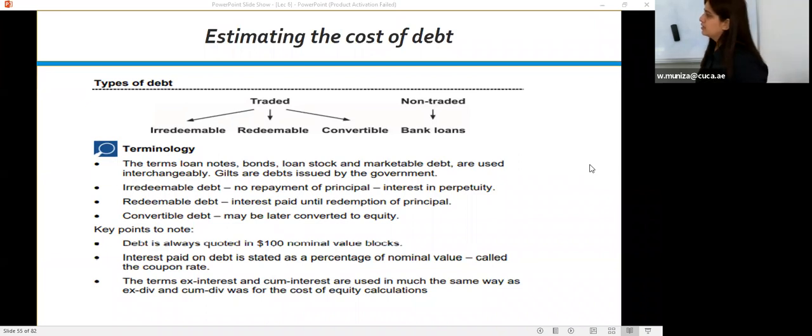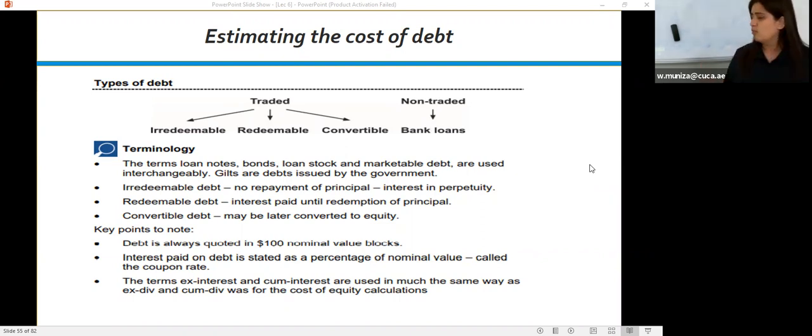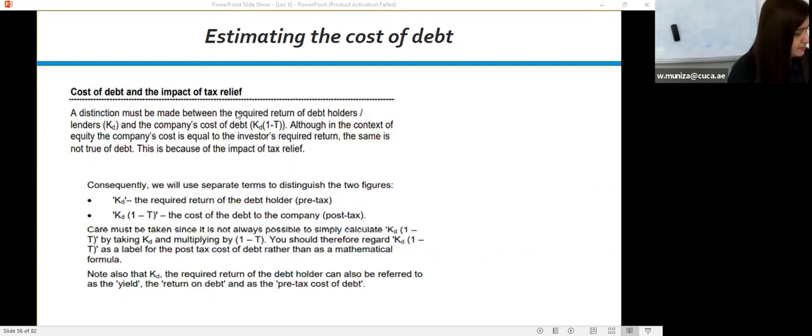Key points to note: debt is always quoted in $100 nominal value blocks. Interest paid on debt is stated as a percentage of the nominal value, called the coupon rate. The terms ex interest and cum interest are used in much the same way as ex dividend and cum dividend were for the cost of equity calculations.